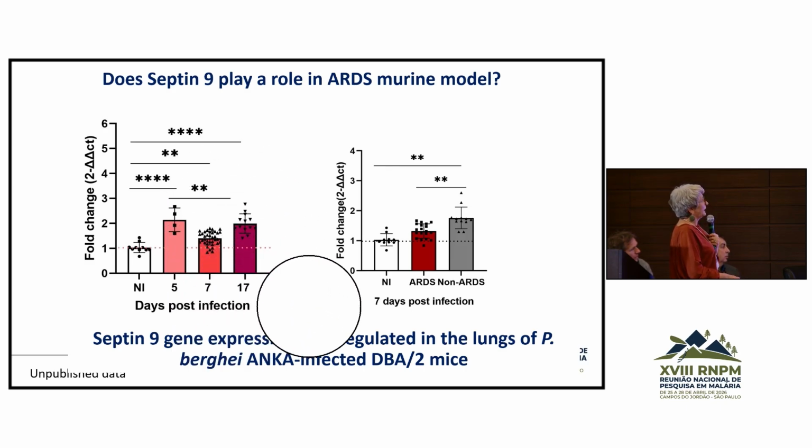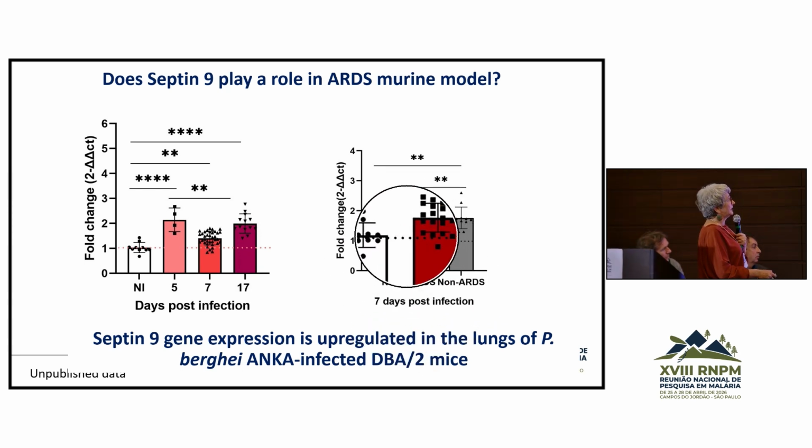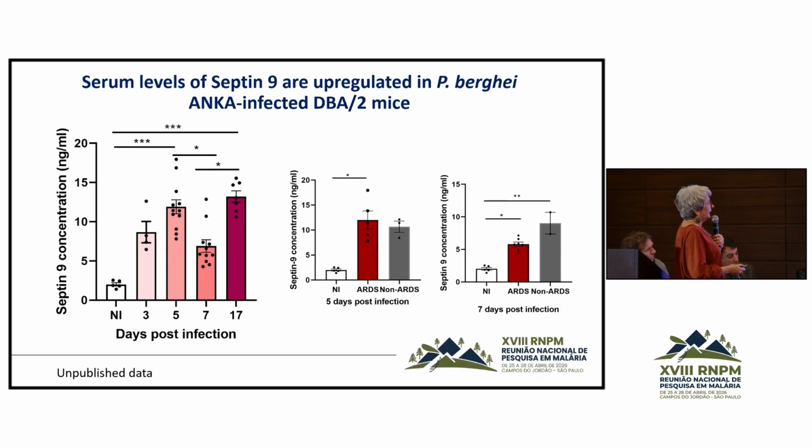When we look at the 7th day of infection, through the predictive model that we had determined, what we observed was that the animals that developed ARDS had a smaller expression of septin 9 in their lungs than the animals that did not develop ARDS. This result also corroborated the expression of septin 9 in the serum of the animals. So there is this modulation profile.